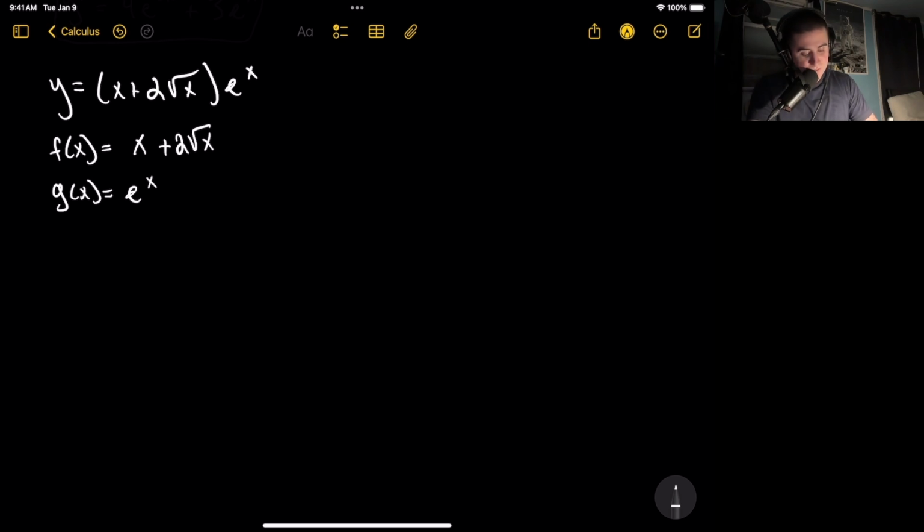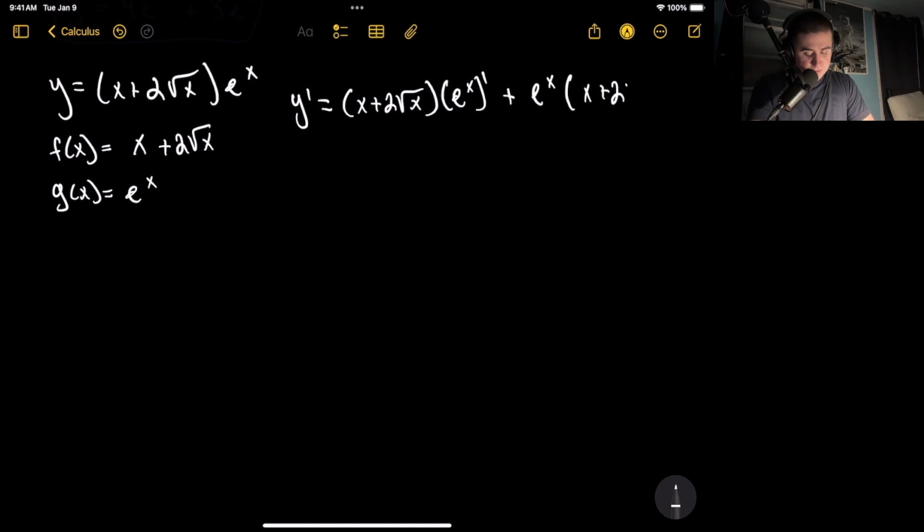So now we'll use the power rule here. We're going to have, or product rule, I should say, y prime is equal to f of x, which is x plus 2 times the square root of x, times the derivative of e to the power of x, or we'll just write e to the power of x prime, plus, now we have to write g of x, which is just e to the power of x, times x plus 2 square root of x prime.